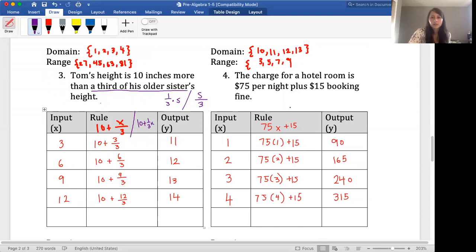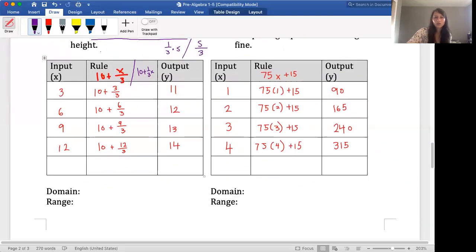And then on number 4, hopefully you put $75 times x plus 15 as the rule or as the equation, and then you could just plug in whatever values. I mean, if you wanted to put 10 nights in, 11 nights, whatever. But I put 1, 2, 3, and 4 because those were just small numbers to work with, and my answers are 90, 165, 240, and 315.